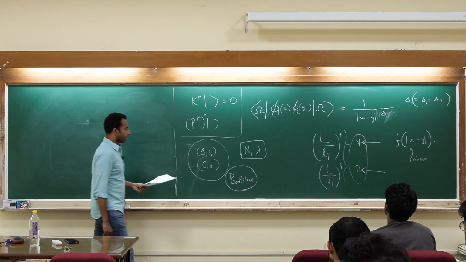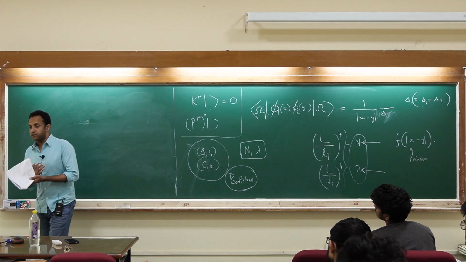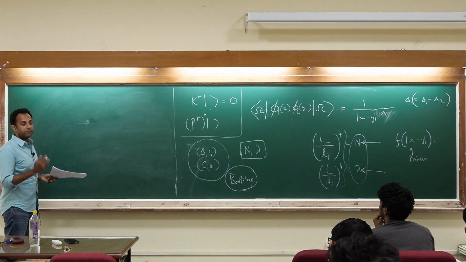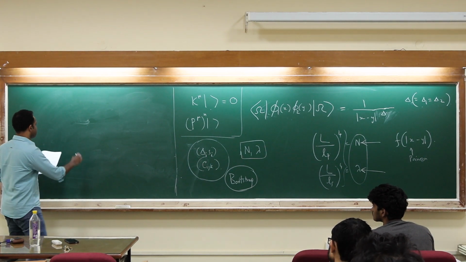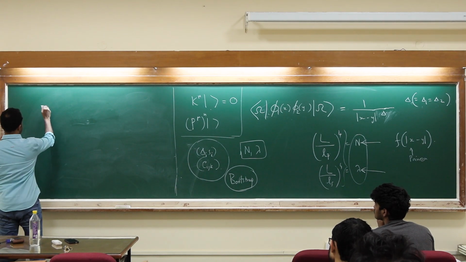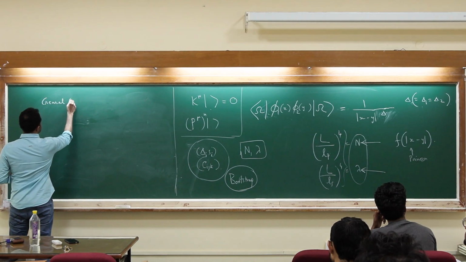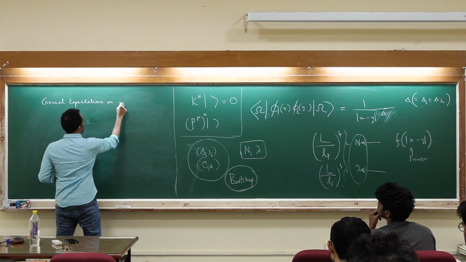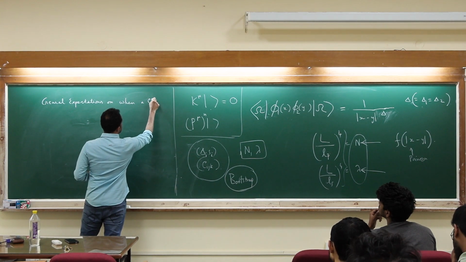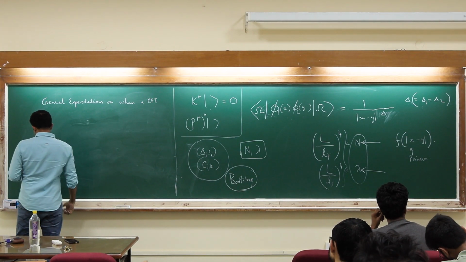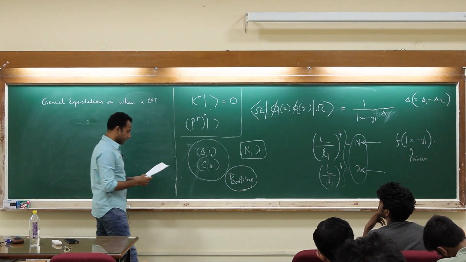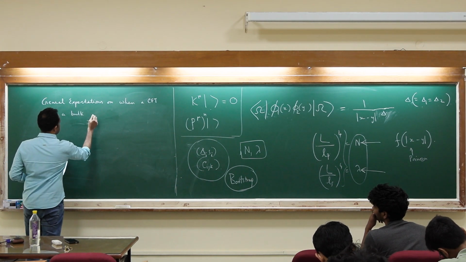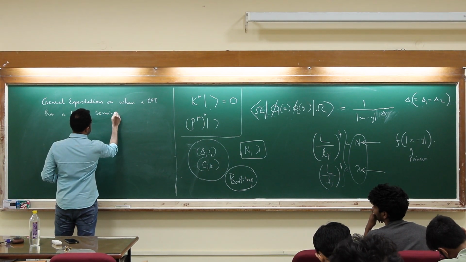So basically the theory should come as parametric families of theories, and that parameter is what we call N. Let me write down some general expectations of when a CFT has a bulk semi-classical limit, a semi-classical holographic description.